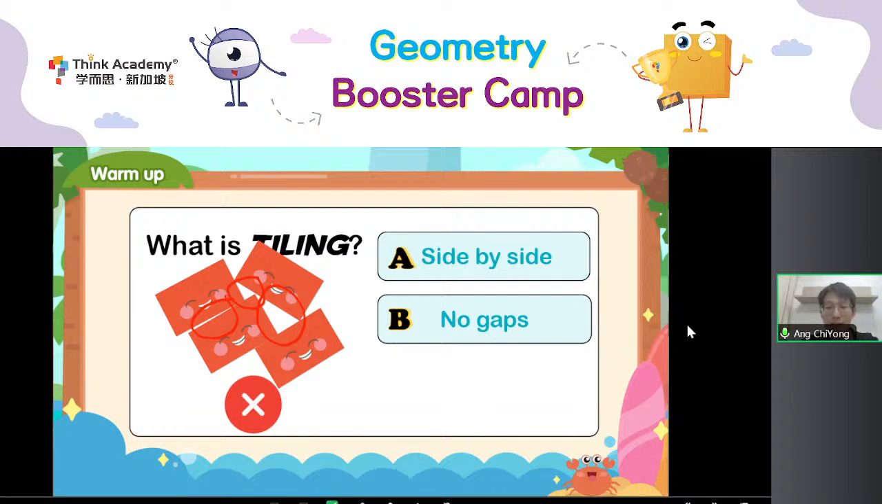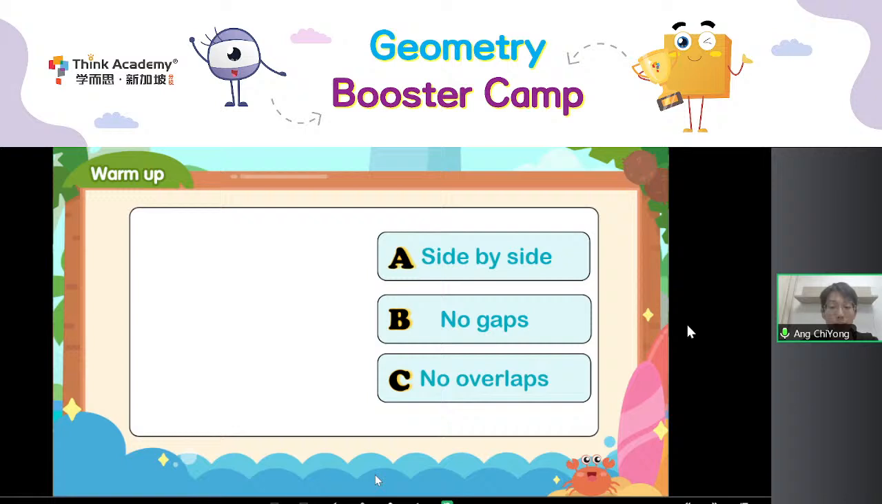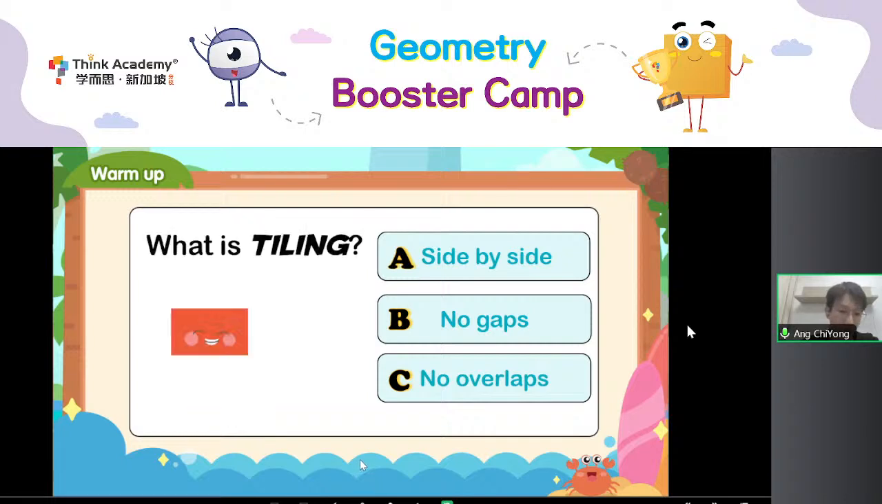Now, lastly, I must have no overlaps. What's overlaps? Look at this. One Mr. Rectangle, two Mr. Rectangle. Oh no, they're on top of each other. This one, oh, his mouth is covered. Yeah, and I cover another mouth. Now this is so messy. The rectangles are on top of one another, right? So this is also not tiling.